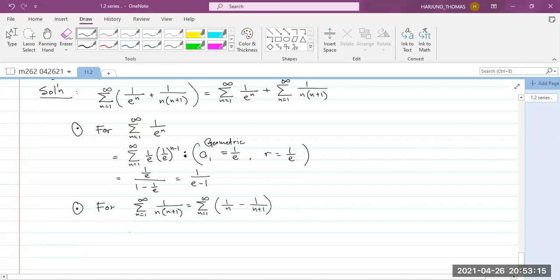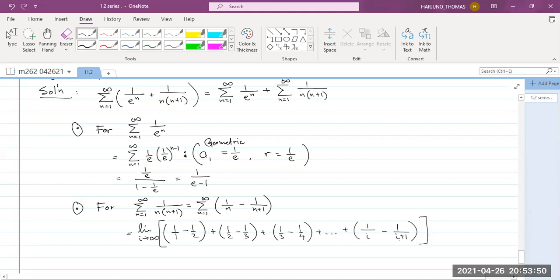Right? This is the limit as i goes to infinity of 1 over 1 minus 1 over 2, plus 1 over 2 minus 1 over 3, plus 1 over 3 minus 1 over 4, all the way to the i-th term, 1 over i minus 1 over i plus 1, where i goes to infinity.